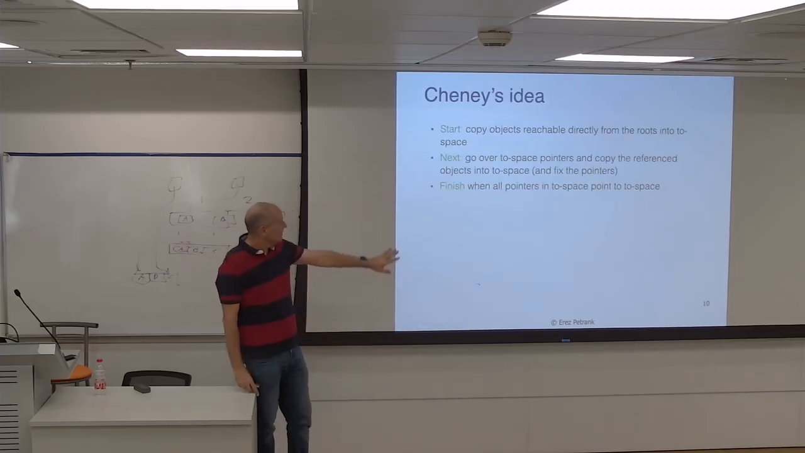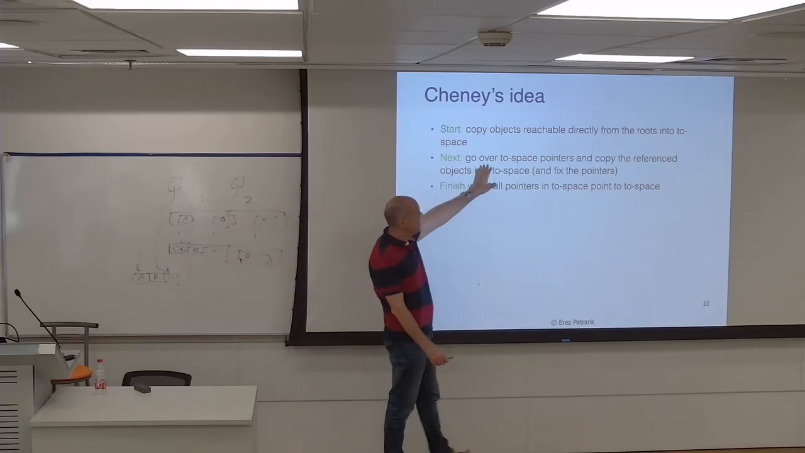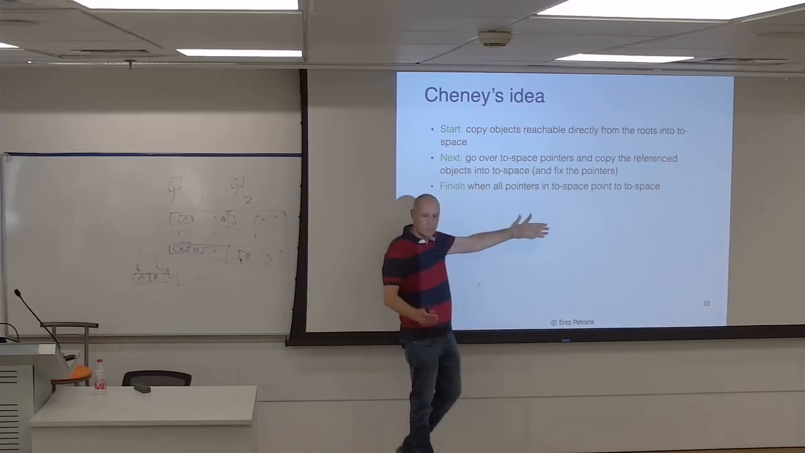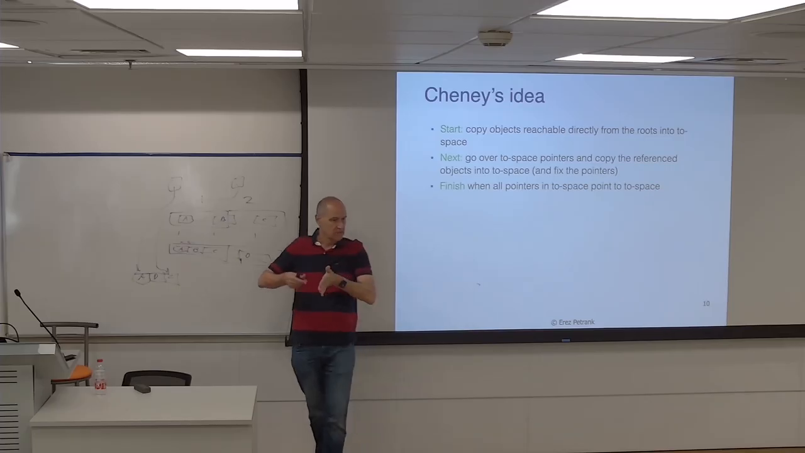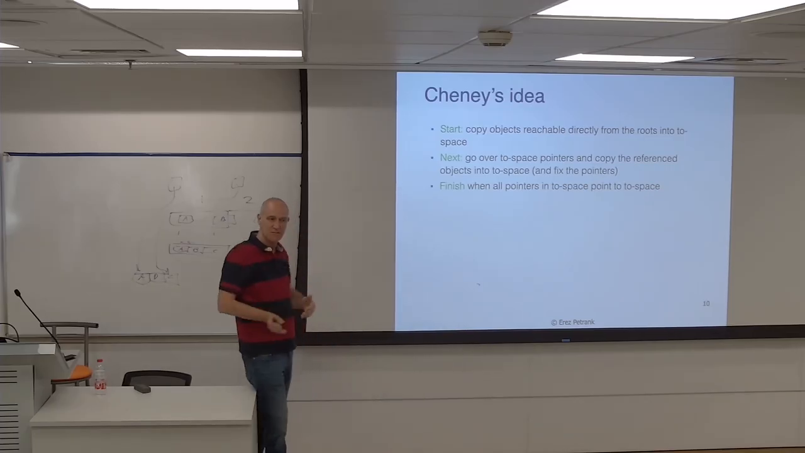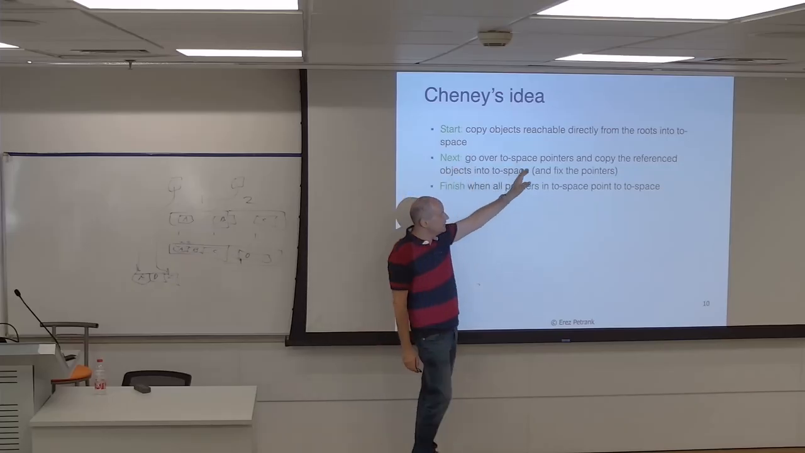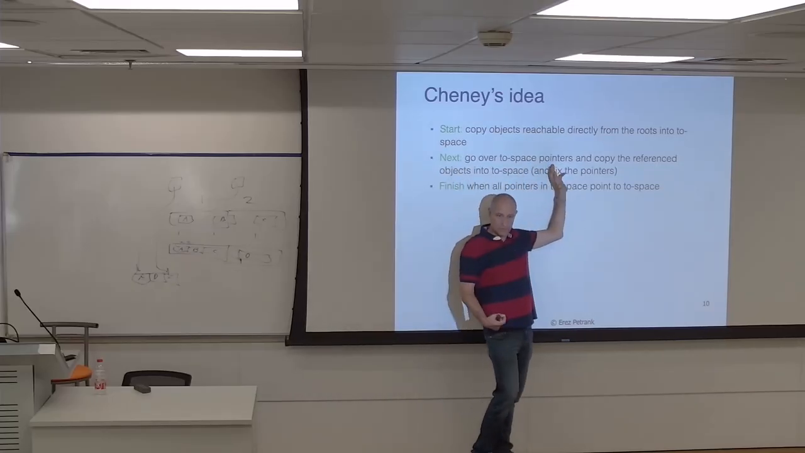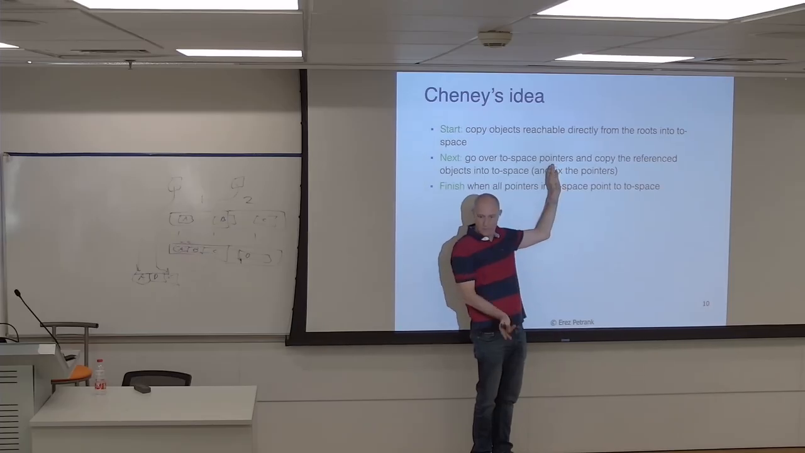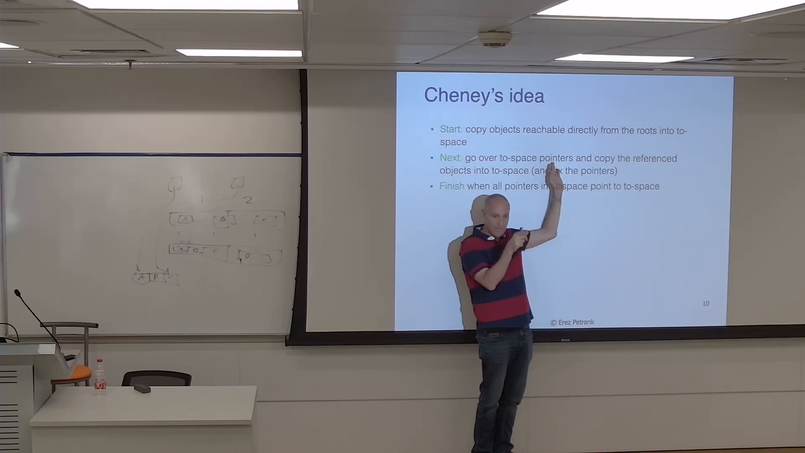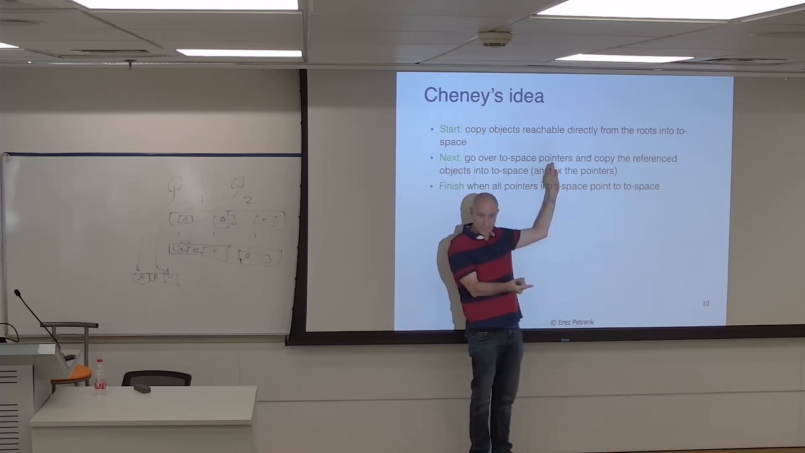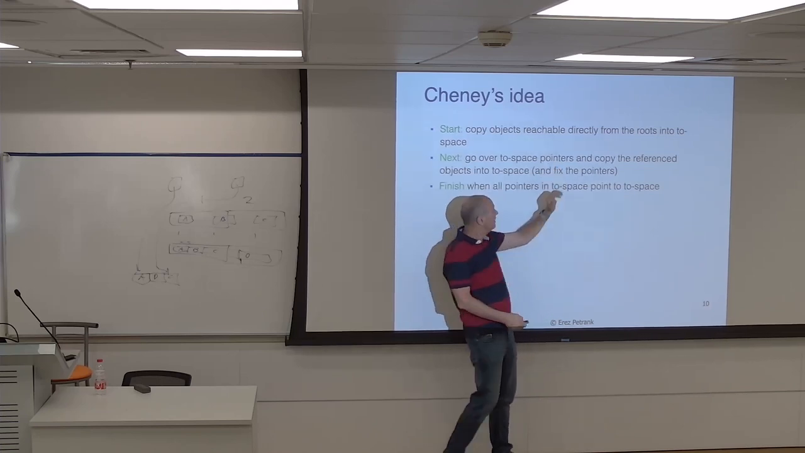So what he says is, let's copy all the objects that are directly reachable from the roots to the beginning of to-space. If something is directly reachable from the roots, I copy it to the beginning of to-space, and then I just go over to-space. Whenever I see a pointer to from-space, I copy it to the next available space in to-space and fix the pointer. If I see something that already has been copied, I just fix the pointer.